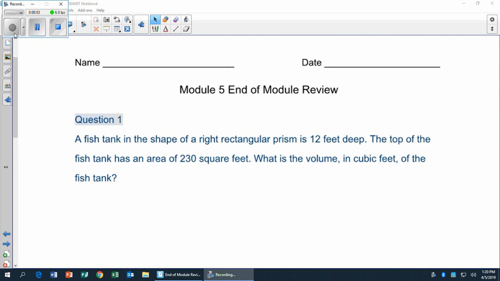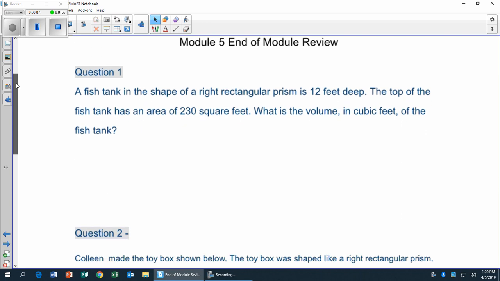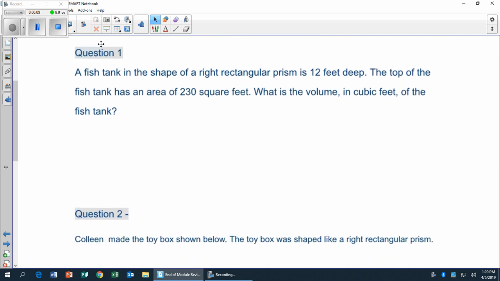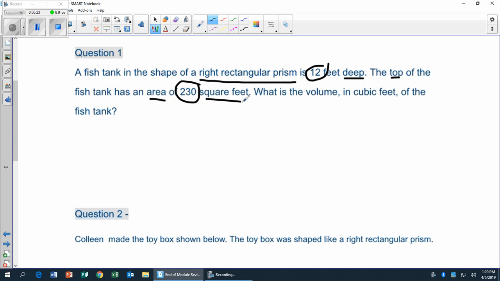A review for the end of Module 5. We're going to start with question 1. A fish tank in the shape of a right rectangular prism. Right there tells me I'm going to start with some volume because that's usually what those are for. It is 12 feet deep. The top of the fish tank has an area of 230 square feet.